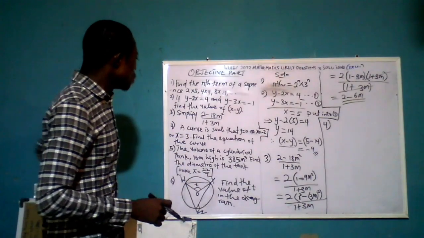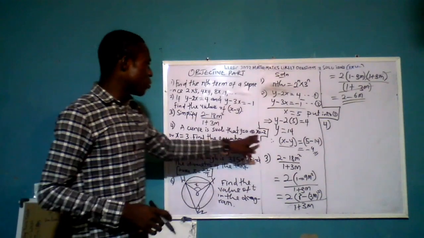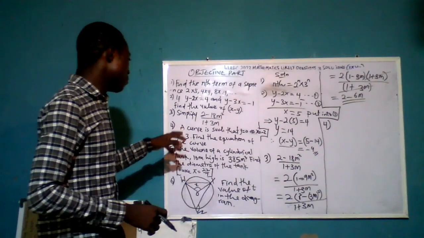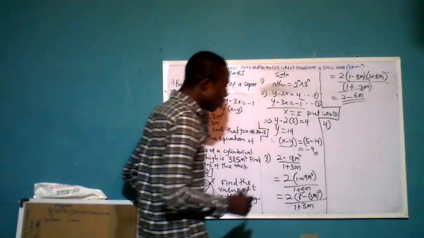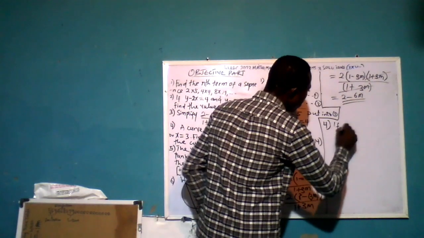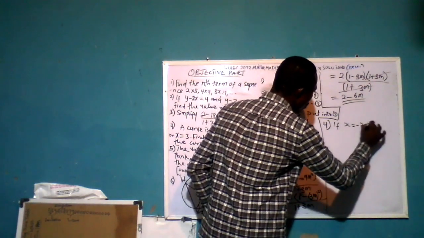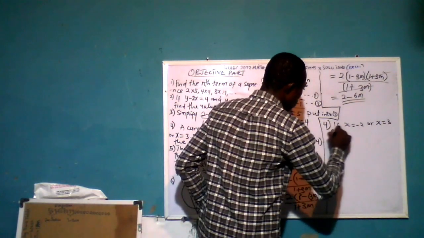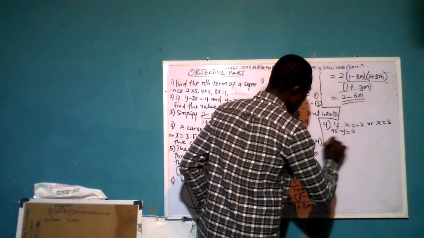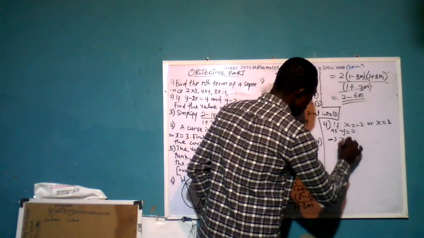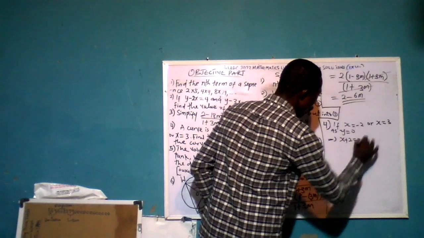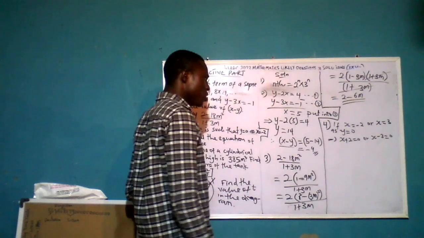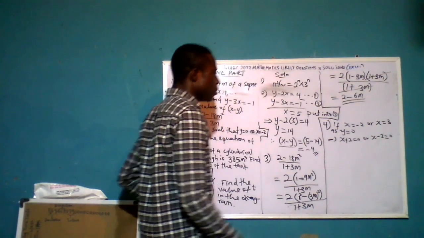Now let's look at those things that we are given in this question. If you look at it very well, we are given x to be equal to minus 2, and x to be equal to 3. That gives us the roots of the quadratic equation. And if x is equal to minus 2 or x is equal to 3, when y is equal to 0, it implies that x plus 2 equals 0, or x minus 3 equals 0.